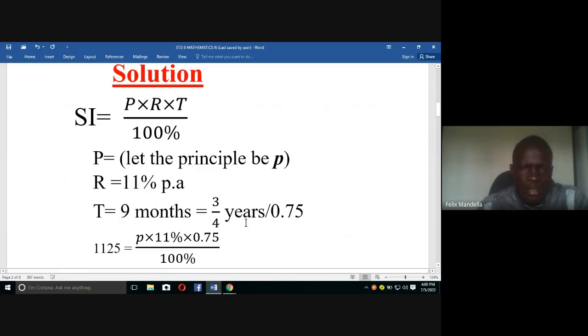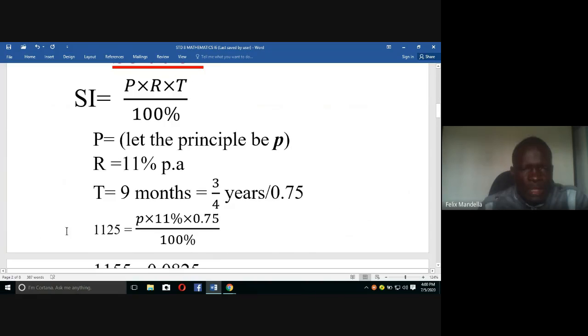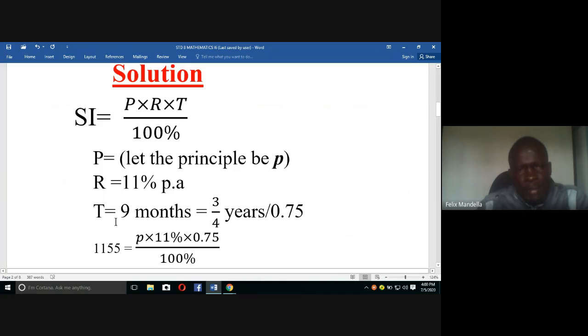I like using decimals, but if you don't like using decimals, you can just use the year when it is 3 over 4. Okay, so we are here. Now we go back to our formula and our question. We had principal, we don't have; rate we have, time we have. So the simple interest, SI, we are told was 1,155. That is the simple interest in the formula.